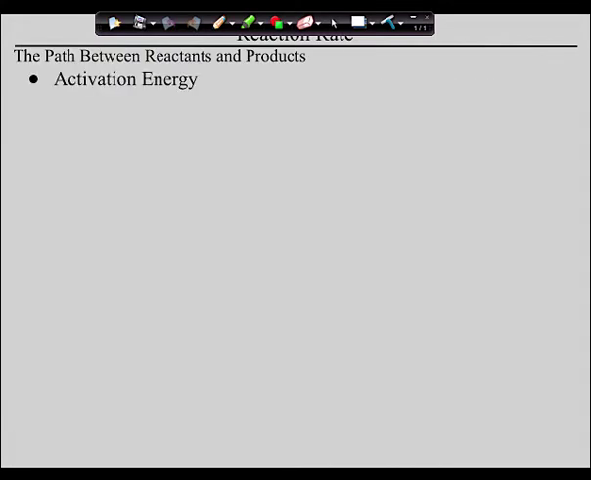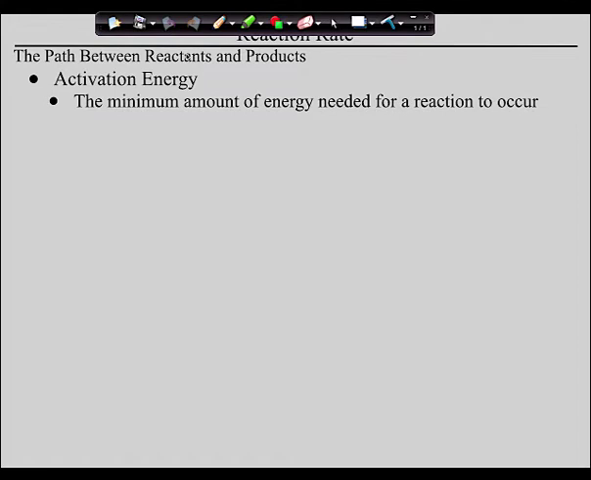Guys, the answer to that is this, and this is the big important idea of the day. It's called activation energy. So guys, what is activation energy? I'm going to define it, and then I'm going to help you think about it in a way that'll really help you. Activation energy, by definition, is the minimum amount of energy needed for a reaction to occur.